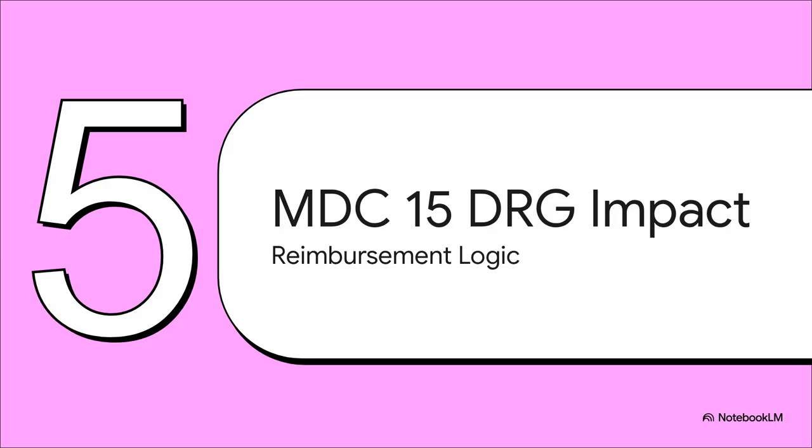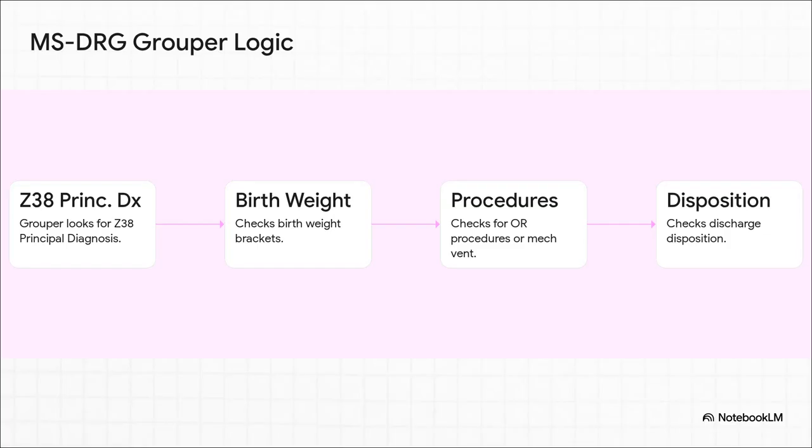Let's look at the financial side of things in Section 5, MDC 15 DRG Impact. So, newborn cases group into MDC 15, which covers newborns and other neonates with conditions originating in the perinatal period. The MS-DRG grouper logic follows these exact steps. Step 1, it checks for that Z38 principal diagnosis. Step 2, it looks heavily at birth weight brackets, like under 1,000 grams versus over 2,500 grams. Step 3, it scans for significant operating room procedures or mechanical ventilation. All of these factors combined figure out the final DRG and the relative weight, which directly drives the hospital's reimbursement.